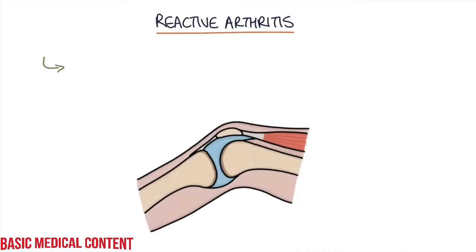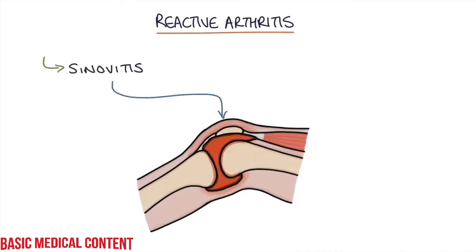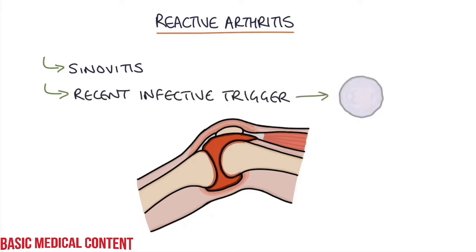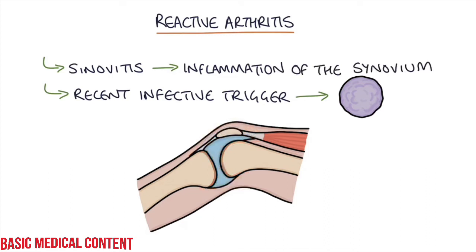In this video, I'm going to be going through reactive arthritis. Reactive arthritis is where synovitis occurs in joints as a reaction to a recent infective trigger. And remember, synovitis is inflammation of the synovium, which is inside the joints and acts like a cushion to keep the joints from wearing out.